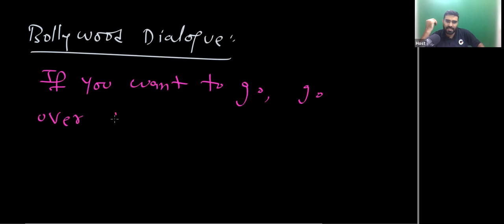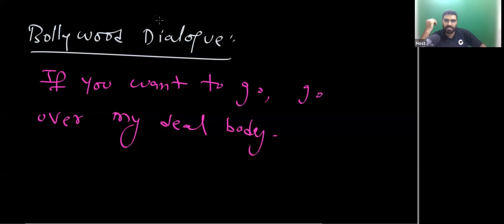You definitely have heard about this, right? Then go over my dead body. You have heard this dialogue, right? So basically, don't go. If someone is not dead, then don't go over them. So this dialogue you have seen: if you want to go, go over my dead body.